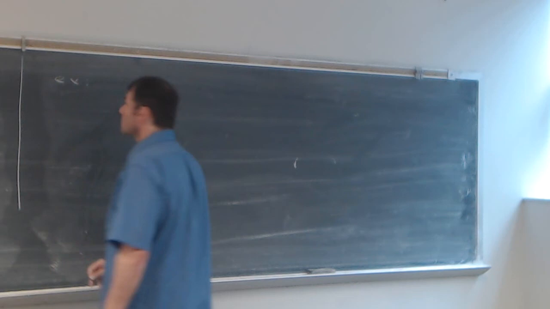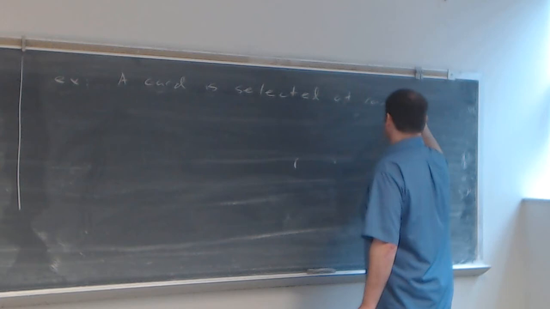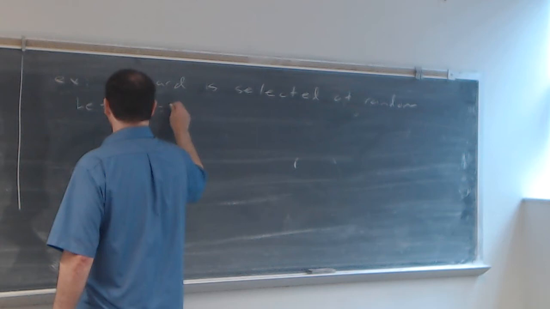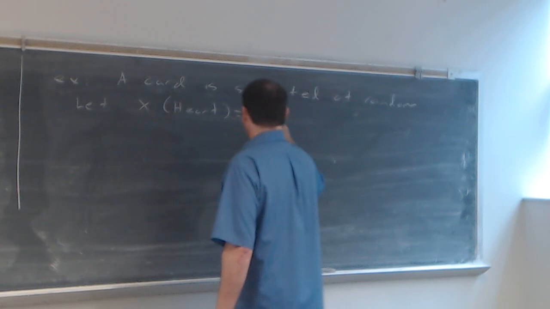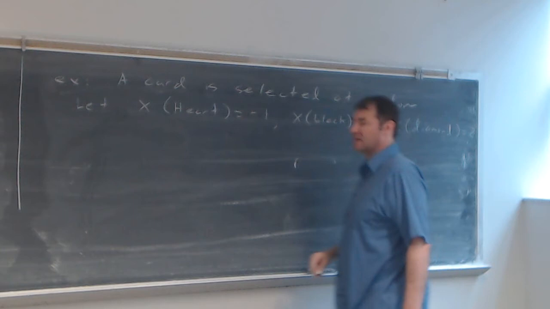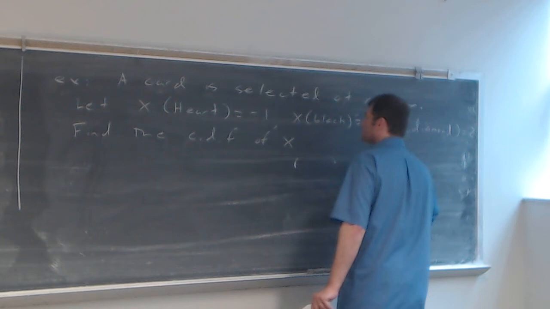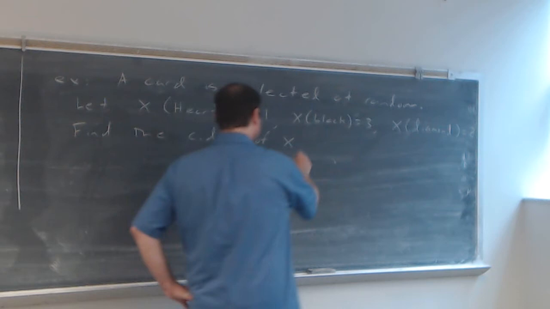So as an example, a card is selected at random. Let X of a heart, remember that was equal to, I think, minus 1, X of a black card, that was equal to 3, and X of a diamond, that was defined to be 2. So somebody might say, find the CDF of X. Okay, well, remember the CDF is symbolized by big F of X.